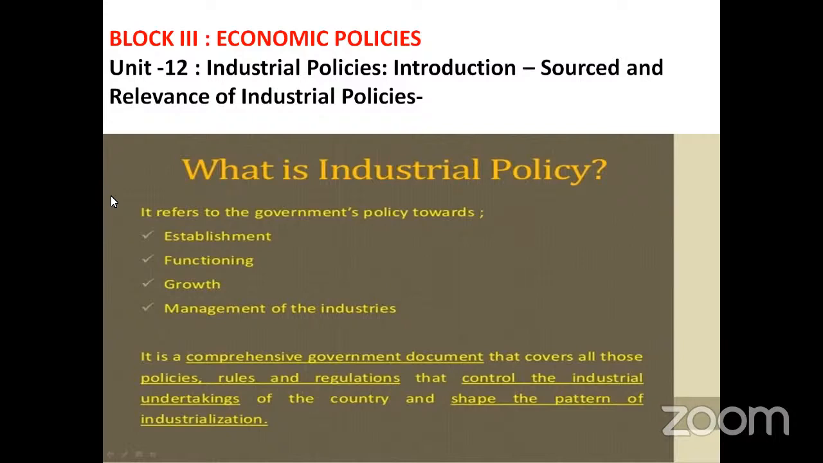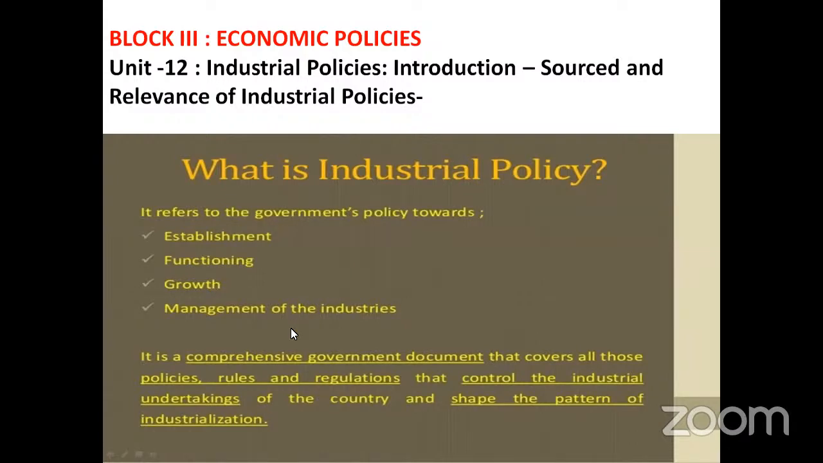Here, the government introduces policies every year. Means if they want to change any pattern, or based on the growth of the population, or the establishment of industry, the government will make policy towards establishing, functioning, growth and management of the industries. So on these four, they will refer to the government policies.